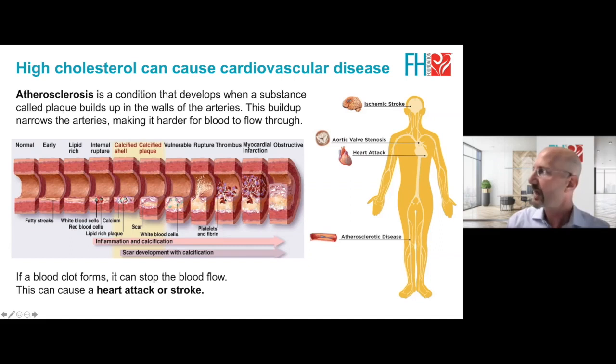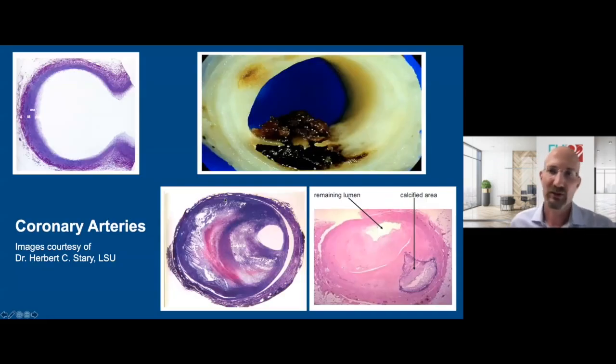And this is a schematic drawing, but this is what it actually looks like. And here we have an image of a plaque. Sorry, there's no plaque. This is an artery of a child that was killed in a motor vehicle accident tragically, and the blood vessel looks clean as a whistle.